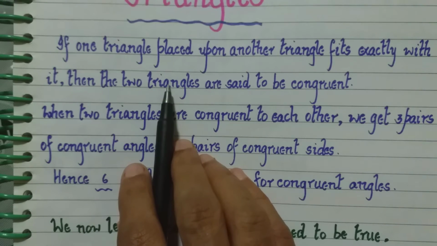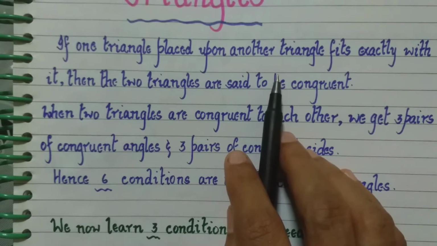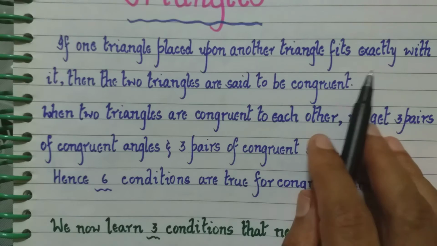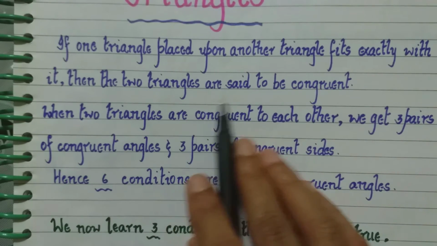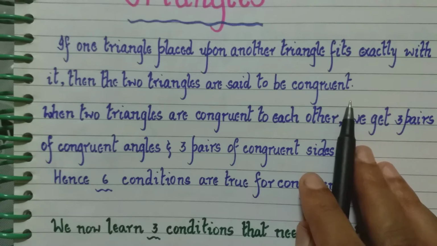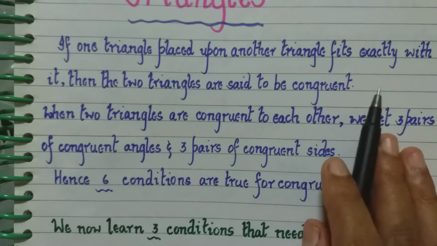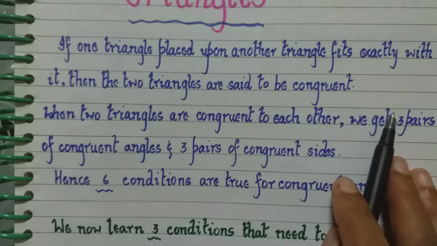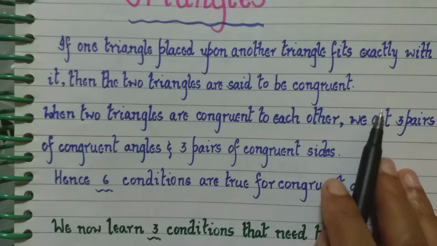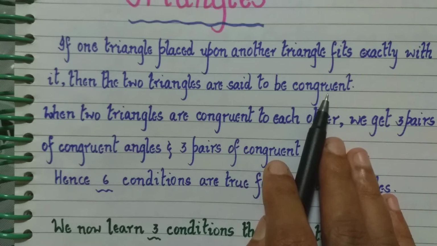If one triangle is placed upon another triangle and those two triangles fit exactly with each other, then the two triangles are said to be congruent. I think you got the meaning here. When we cut two triangles out, maybe of a marble paper or any paper, and place them over each other, if they exactly fit into each other, then they are said to be congruent.